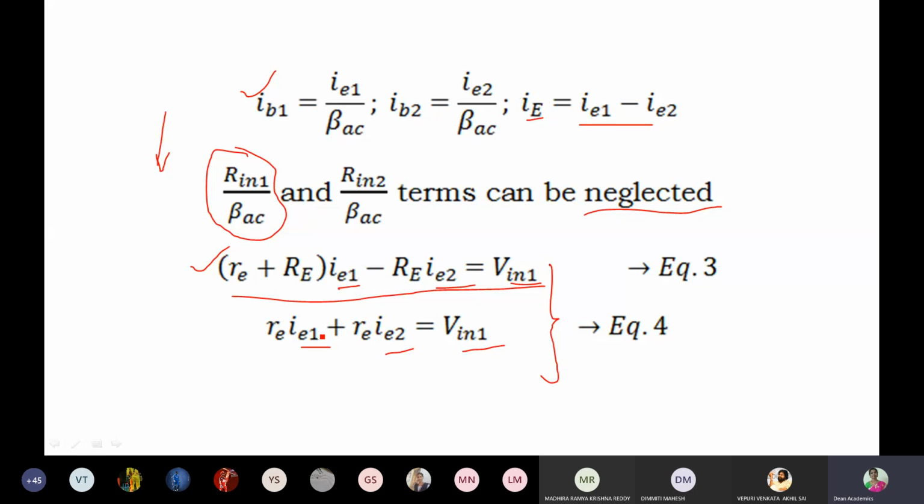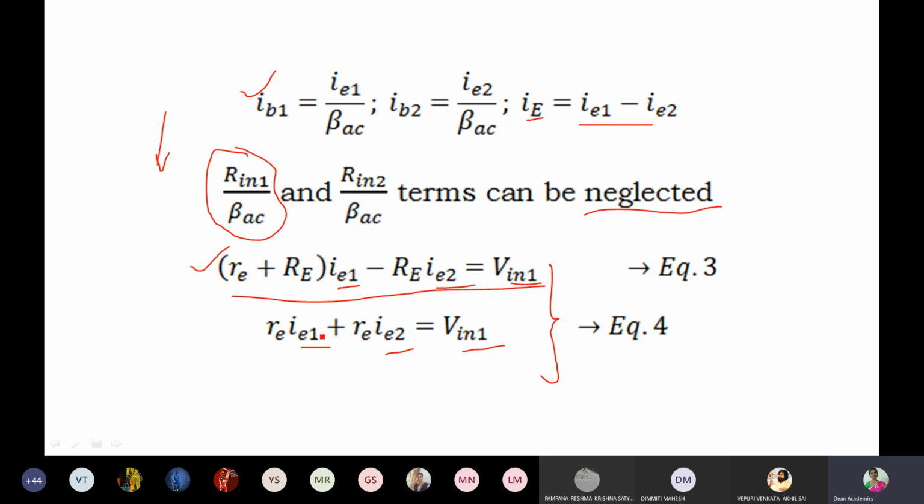So equations 3 and 4 are the expressions that we got for deriving the required values of IE1 and IE2. Now one of you tell me, after getting equations 3 and 4, what are the next steps that we have to take? We got two unknowns and two equations. So what do we have to do later? Cramer's rule. Very good. So we have to apply Cramer's rule.